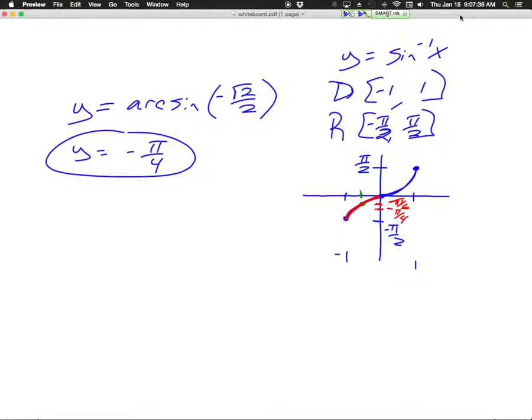Questions on inverse sine? Now that we've built that up, it should be pretty easy to go through cosine. What do you think we need to do to get started with cosine? Graph it. Graph cosine. Very good. So I need to graph cosine.